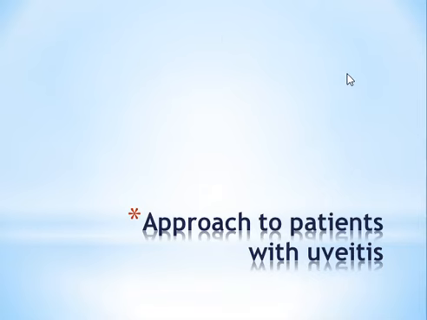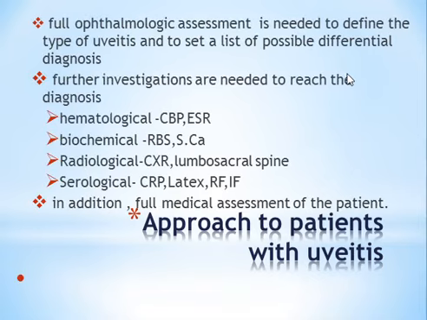Now, how to approach the patient with uveitis. First of all, a full ophthalmological assessment is needed to define the type of uveitis, followed by further investigation. نقصد full ophthalmological assessment means visual acuity measurement, refraction measurement, intraocular pressure checking, best corrected visual acuity, slit lamp examination, and posterior segment examination.